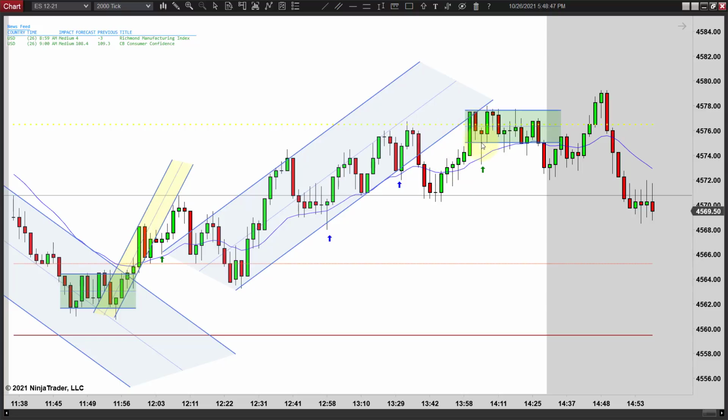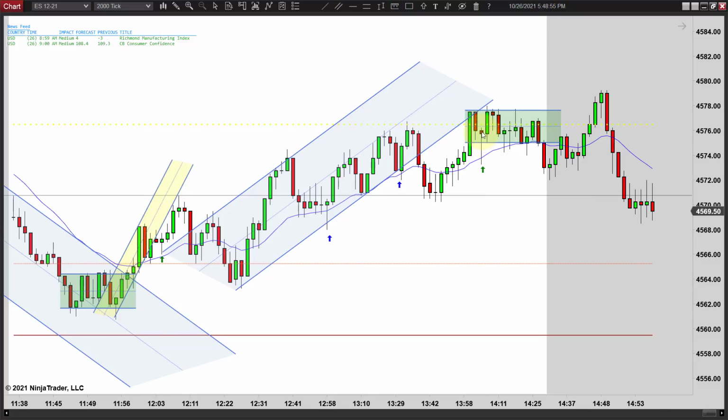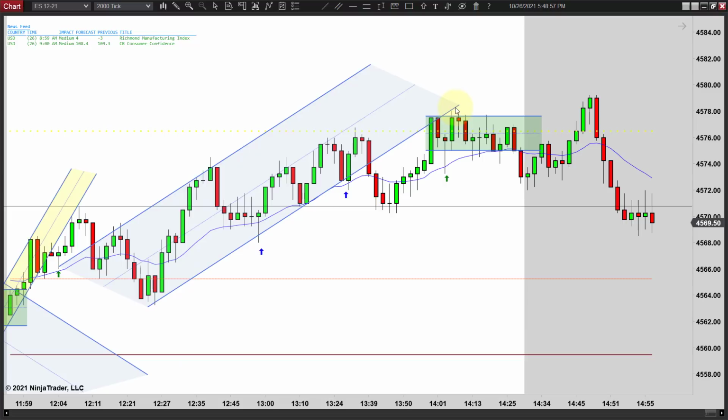It does go higher, but just wait a minute and you get a failed second entry short and a nice reversal. This is a really big bar. There's 12 ticks in that bar, but it's still a trap. It still works. It doesn't continue much higher.